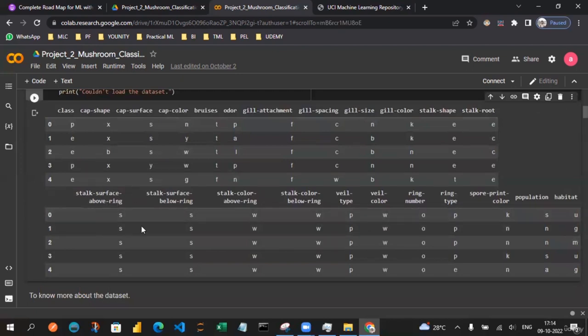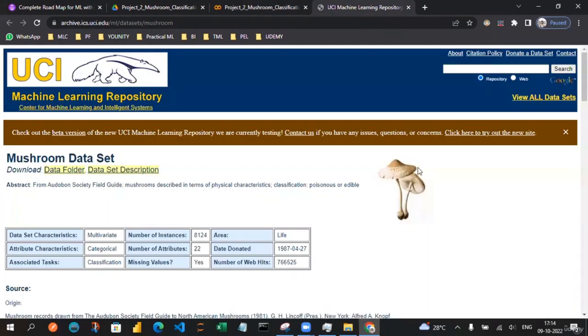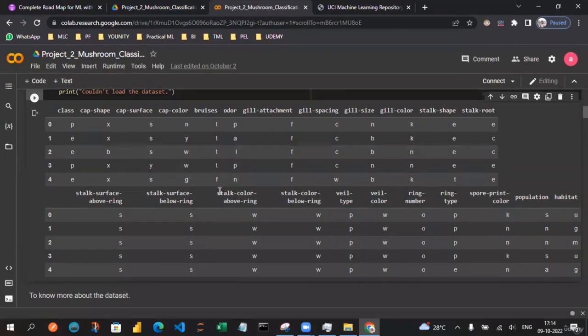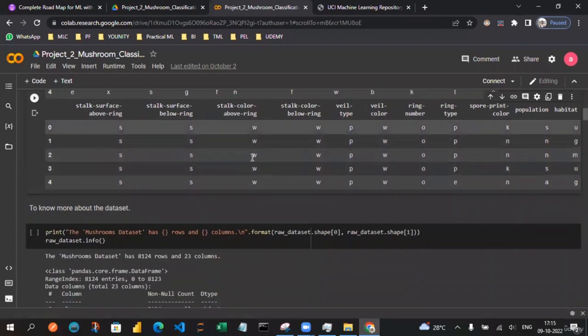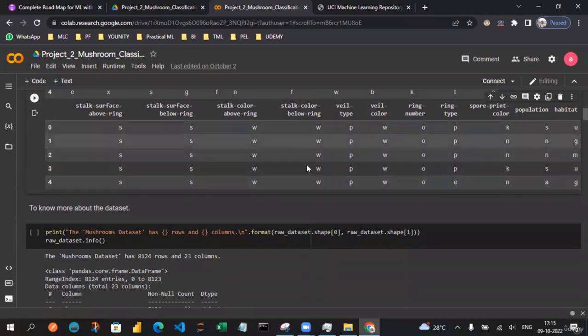Stalk surface below ring is nothing but, let's say in this diagram, this is the stalk surface. Below the ring, so this is a ring, and it has this kind of circular nature. So this kind of ring we call the stalk surface. If you go and check some of the domain nomenclature or terminology, you will be able to find these columns and features, what exactly they mean, and what exactly the values like S for that and W for that mean.